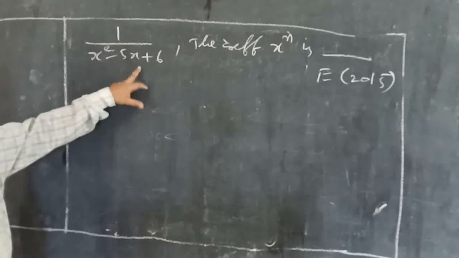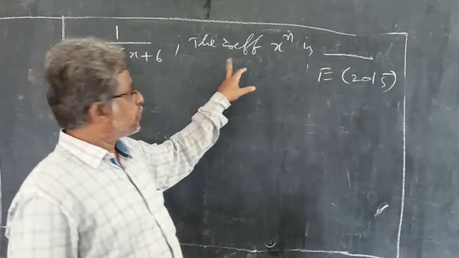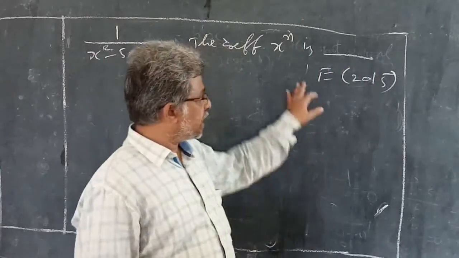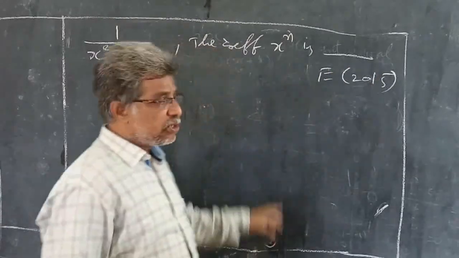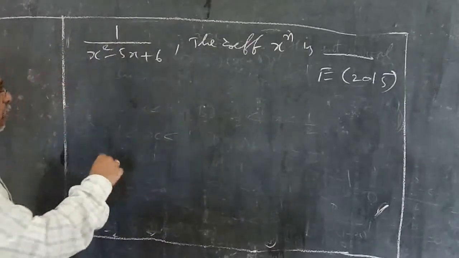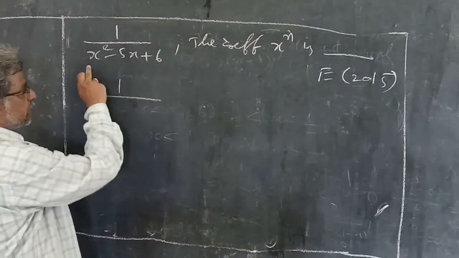One by x square minus 5x plus 6. The coefficient of x power n in this expansion is dash. Given in MSET 2015. Now it is asking the coefficient of x power n, means you need to expand. Same procedure. So first of all you need to factorize this.